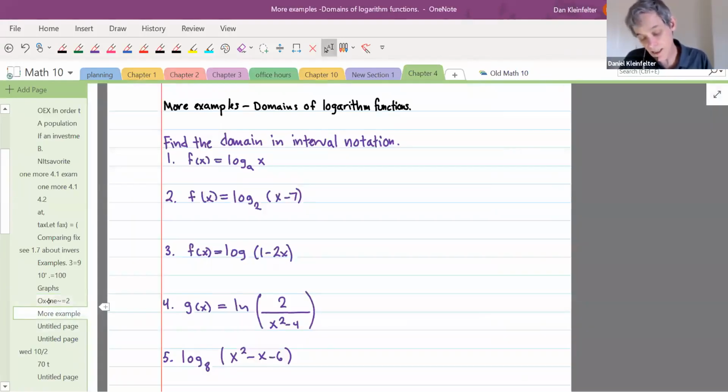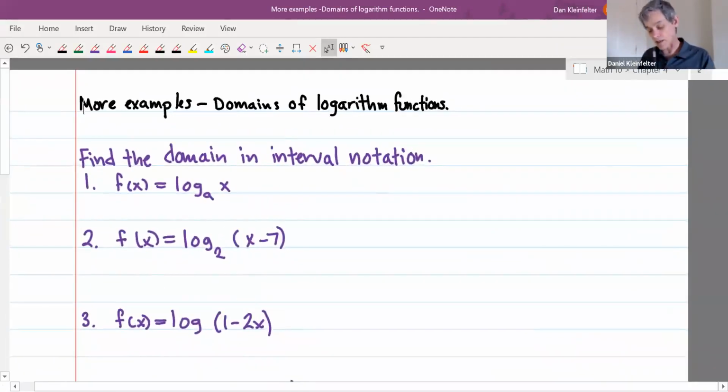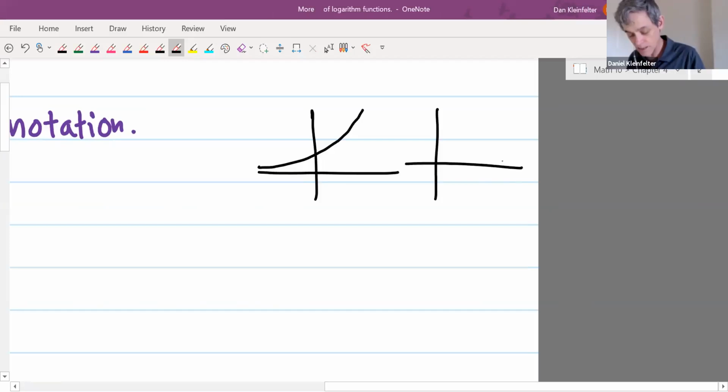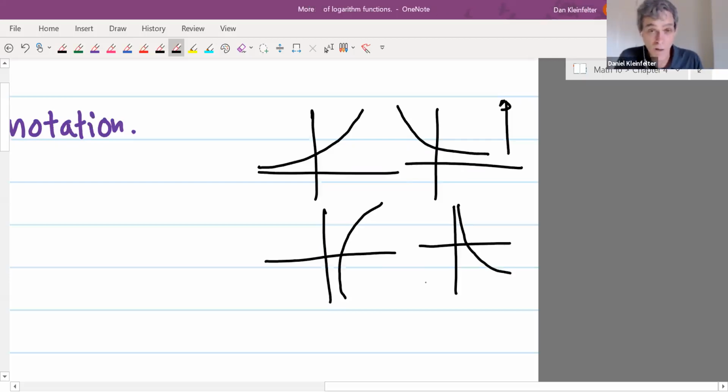Okay, so I want to talk a little bit more about domains for logarithm functions. Background first: we saw that exponential functions were always either increasing or decreasing, but they had as their range 0 to infinity, right? They were always in quadrants 1 and 2 for their picture. So when you form the inverses, which are the logarithms, you end up with the graphs being just in quadrants 1 and 4, depending again on whether the base is more or less than 1.